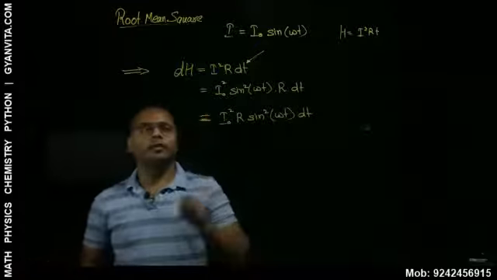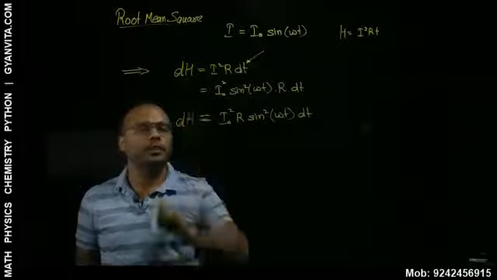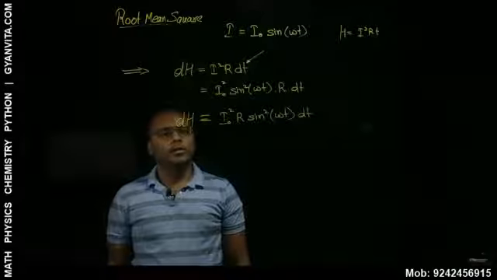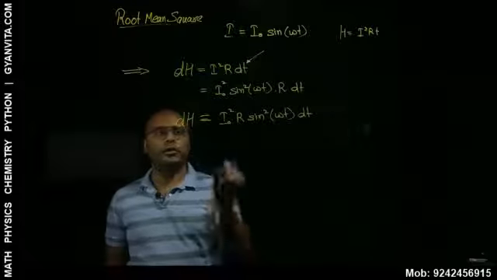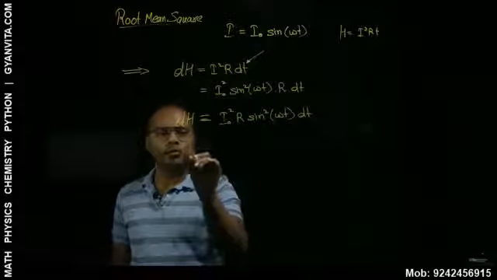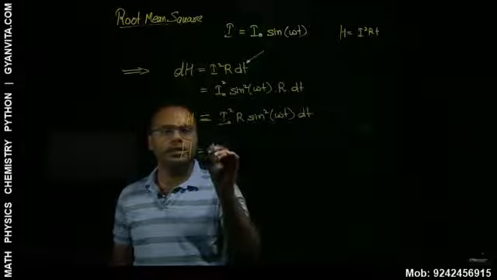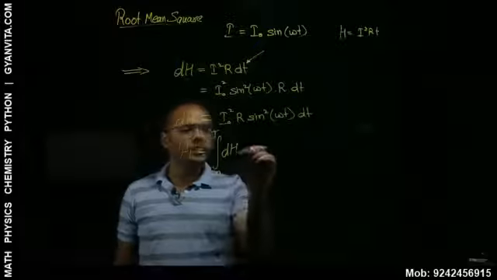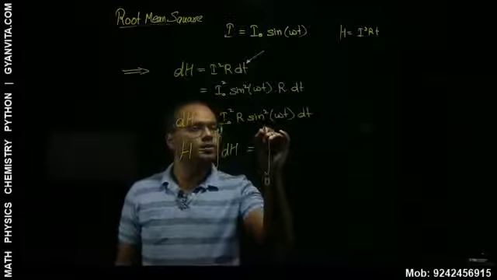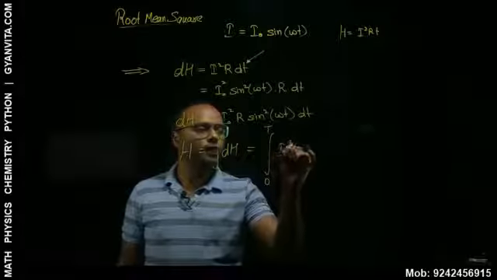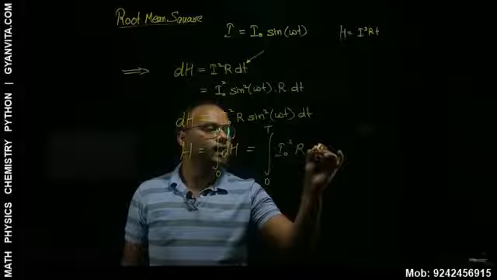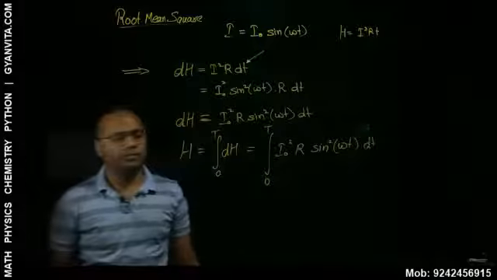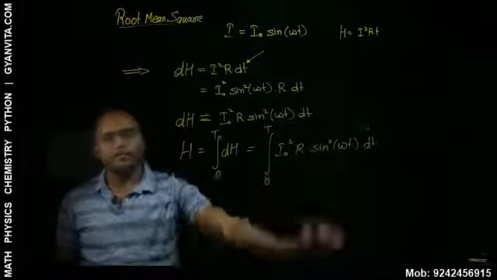Now if you find the total amount of heat which is generated, you won't be getting 0, right? So now do that. What will be the total amount of heat generated in one cycle? That will be nothing but integration of this dH in one cycle, that is from 0 to T. So that will be integration from 0 to T of I naught square R sine square omega t dt. Now this is the integration which you have to do.